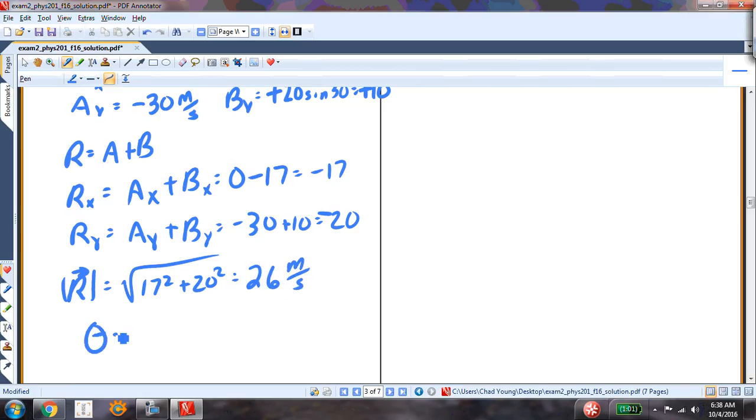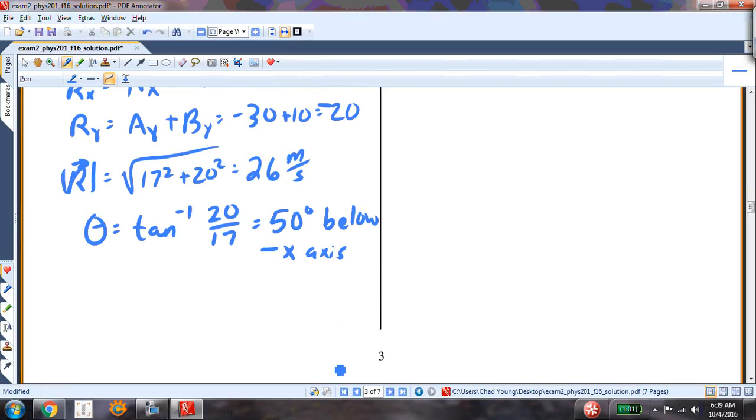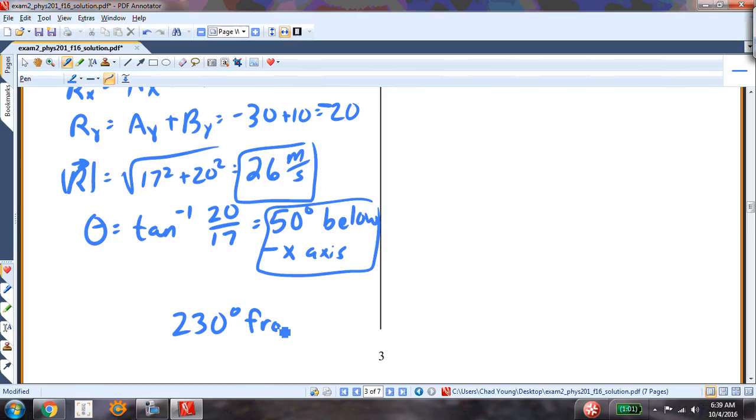And then to find the angle, I say the inverse tan of ry over rx, that's 20 over 17. I'm leaving the negatives off, and I'll just find that angle from the negative x-axis. And that is 50 degrees. So it's 50 degrees below the negative x-axis. Or if you wanted to give it from the positive x-axis, you would say 230 degrees, that's 180 plus 50 from plus x. I would take either.